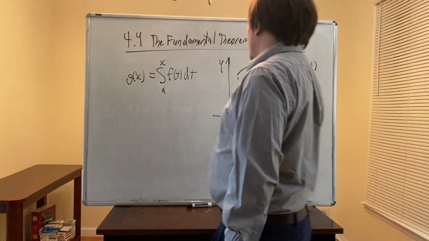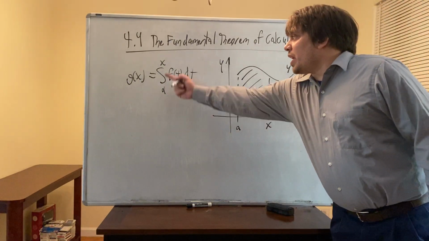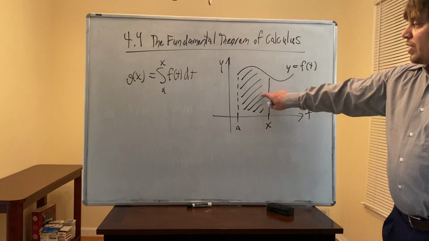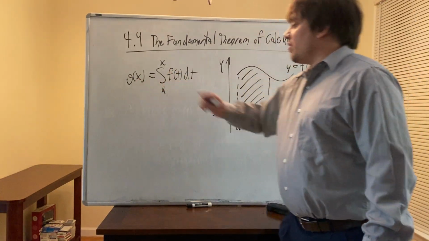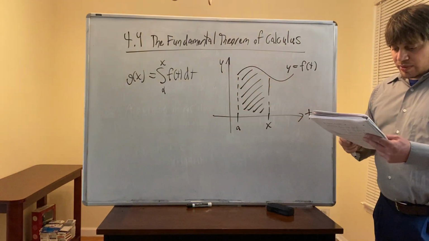So g of x here is the area underneath the graph y equals f of t from t equals a to t equals x. Again, the area of that shaded region is the g of x defined by that definite integral. The definite integral there is representing the area of that shaded region.